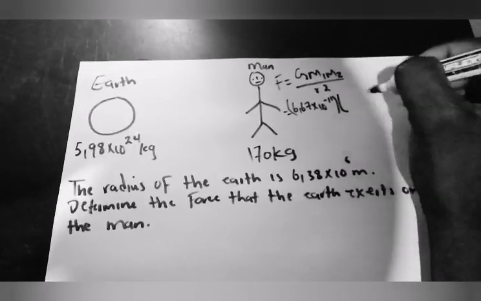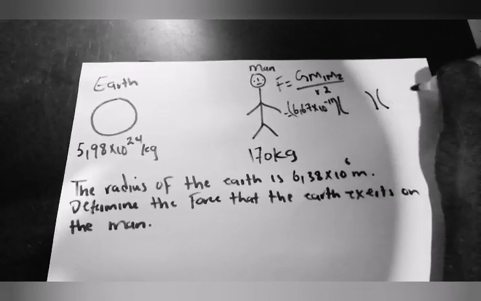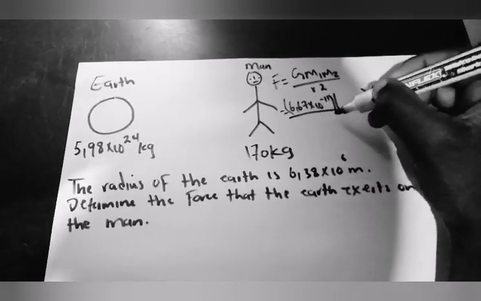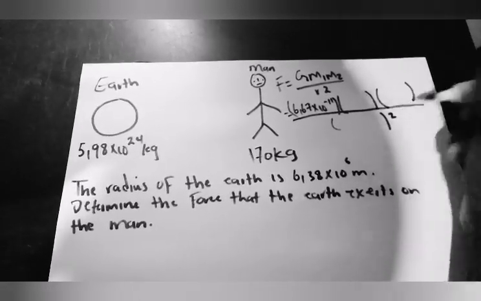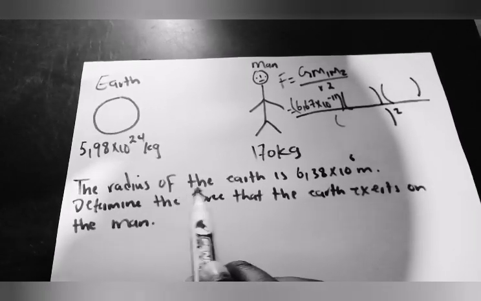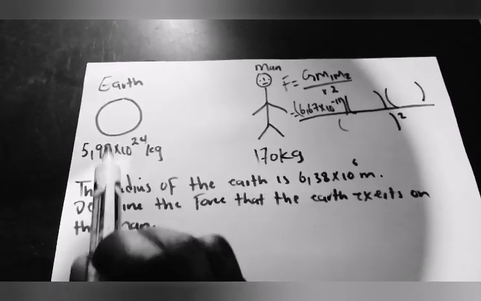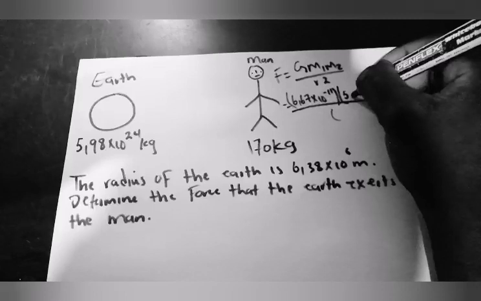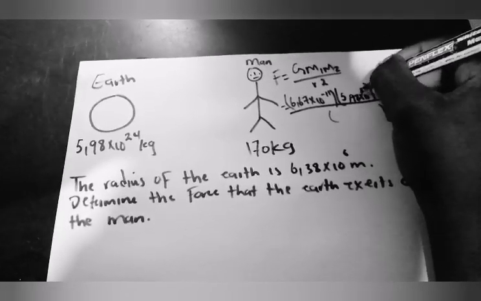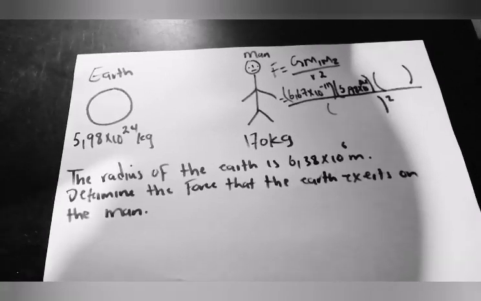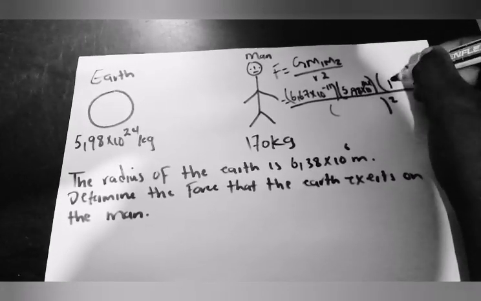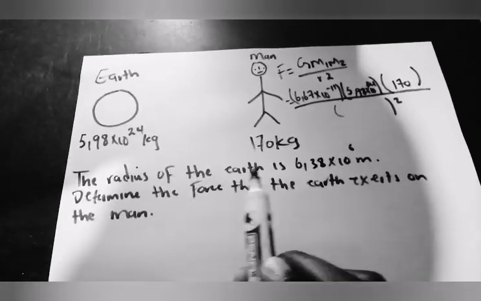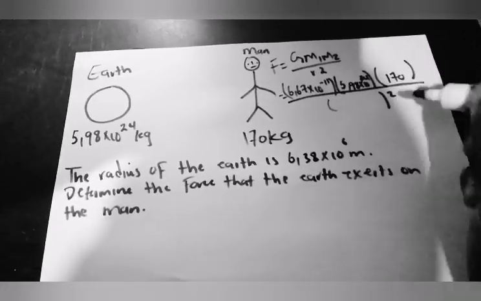Therefore you know the value of G, which is 6.67 times 10 to the power negative 11. Put your brackets for substitution. Then mass 1, the mass of the earth, and mass 2, which is the mass of your uncle, the man, and you divide everything by the distance. Don't forget to put a squared. The radius of the earth is 6.38 times 10 to the power 6. That's our distance. The mass of the earth is 5.98 times 10 to the power 24. Then the mass of your uncle is 170 kg. So it's a lot. And the radius of the earth is 6.38 times 10 to the power 6 meters.